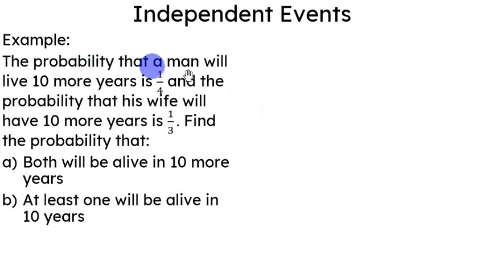The probability that a man will live 10 more years is 1/4, and the probability that his wife will live 10 more years is 1/3. Find the probability that A, both will be alive in 10 more years, B, at least one will be alive in 10 years. Pause the video and try to see if you'll be able to answer this problem.